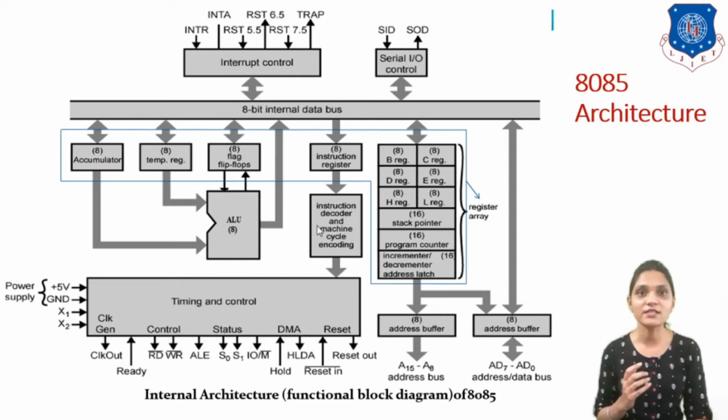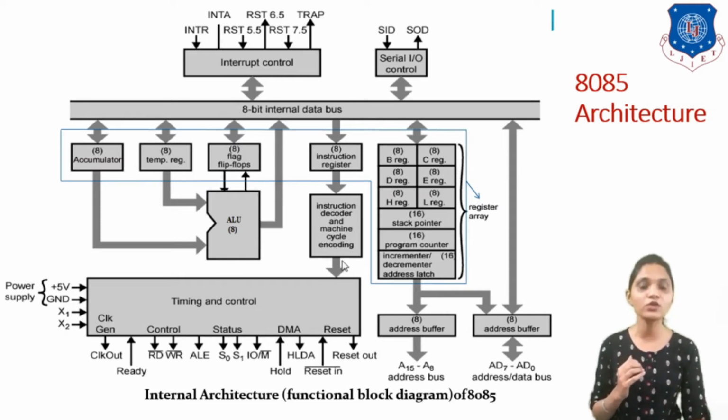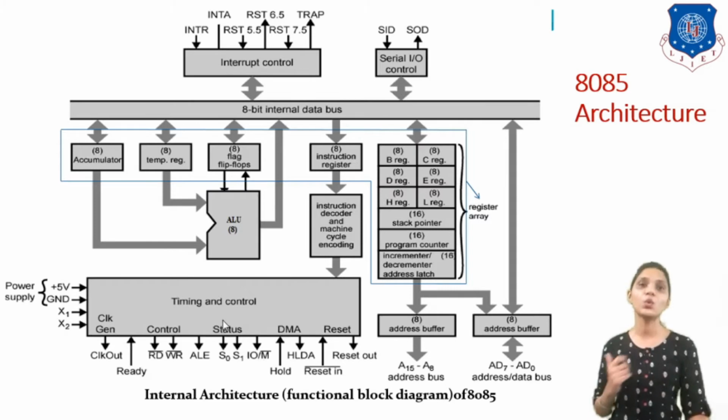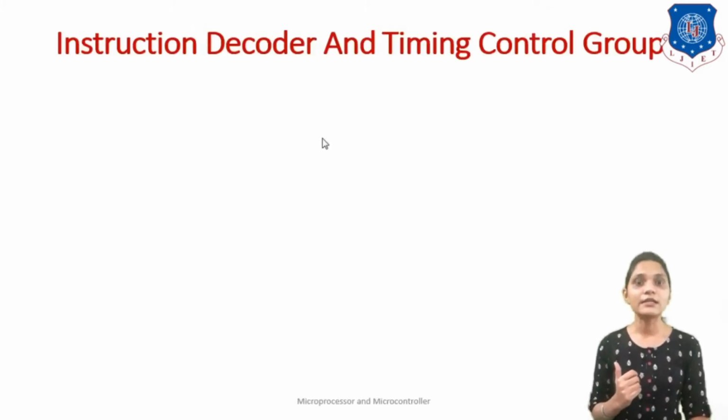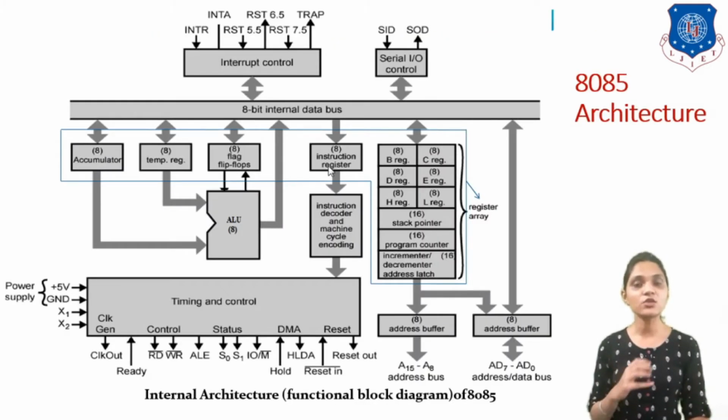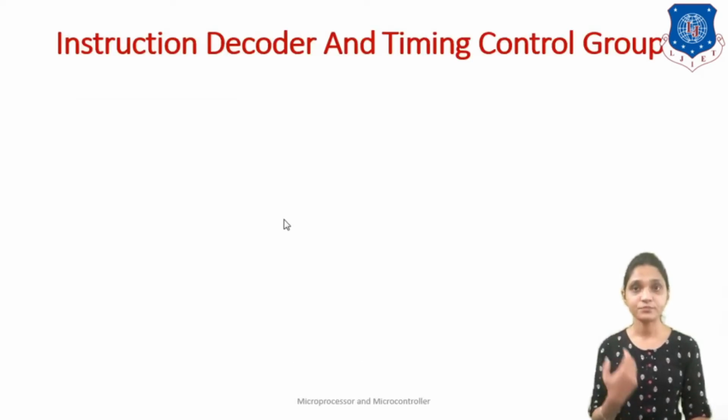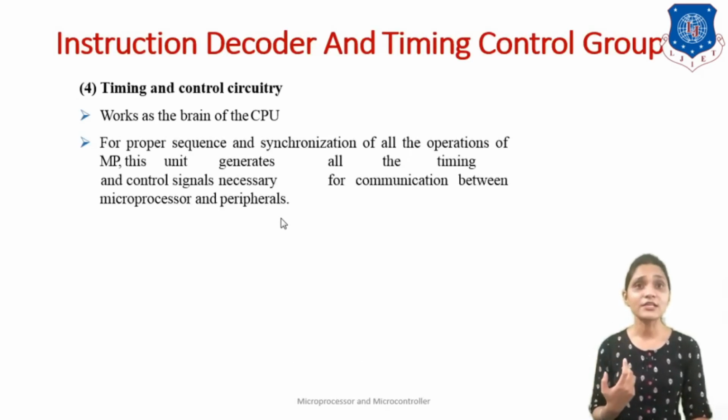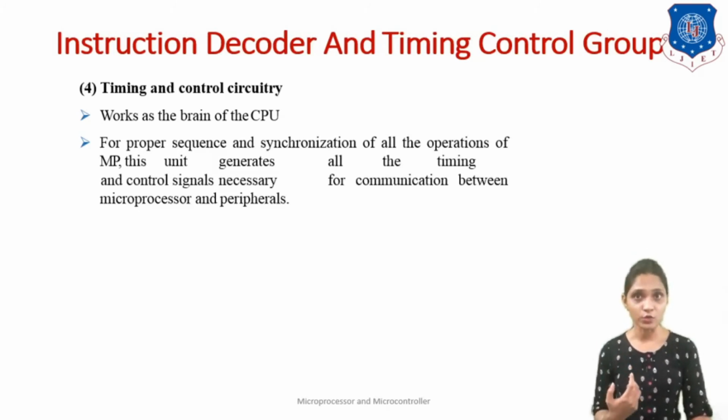This is your instruction register and this is your instruction decoder and machine cycle encoder unit. It provides the information to the timing and control unit. According to that, the timing and control unit will work. In this instruction register you are temporarily storing your instruction before decoding. Then the next group is the timing and control group.